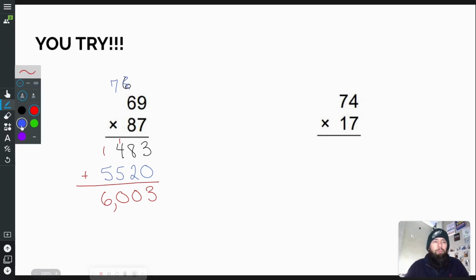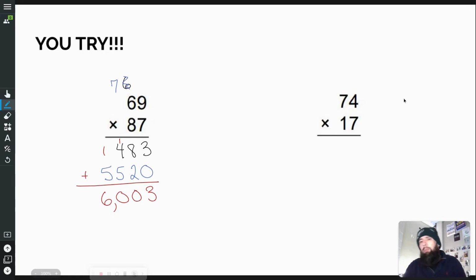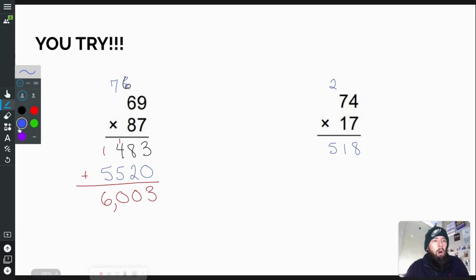All right, one more. And then we have a word problem. Then we're done. 7 times 4 is 28. Carry the 2. 7 times 7 is 49. 49 plus 2 is 51. Write all of that out. Get rid of the 2 if you want. Drop down the 0, always.